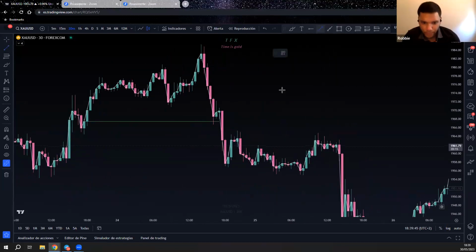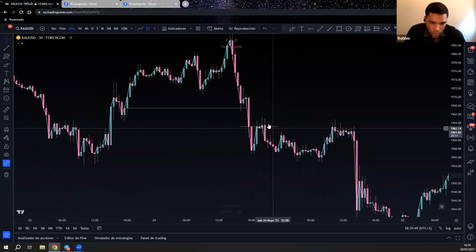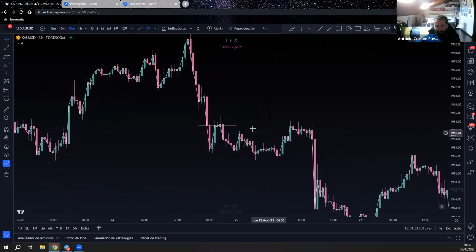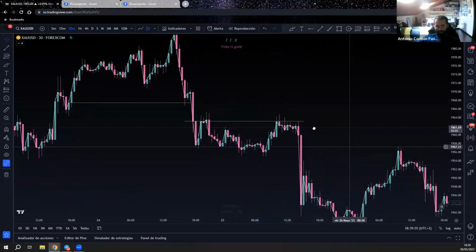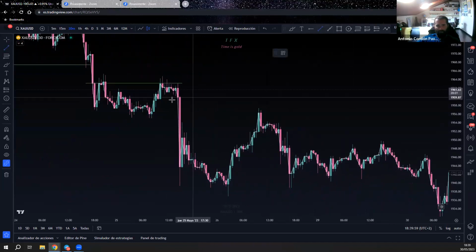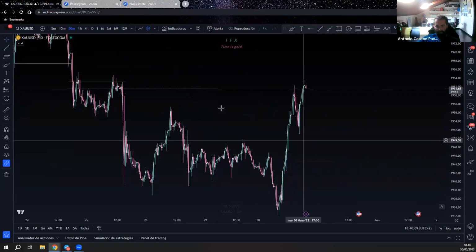And then we have this one, and the price respects it beautifully, and then we continue to the downside. Another one, we have this one, and also this is the first one. It causes the break of this level and this level and these small levels. So this is a beautiful one.